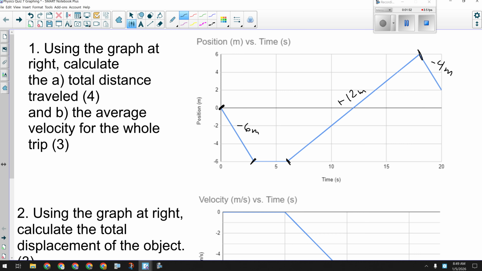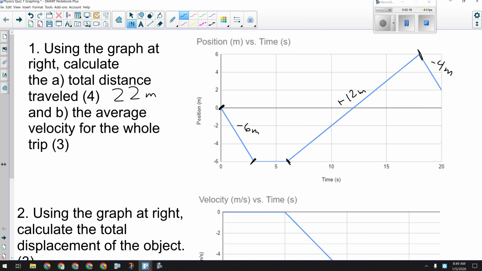Now I put the positives and negatives in there just because it's always a good idea to do that. Do I need the positives and negatives to calculate distance? I don't. I just need to take all those numbers and do what with them? Add them together. 22 meters. Okay, 6 plus 12 is 18, plus 4 is 22. Okay, so our total distance traveled, 22 meters.